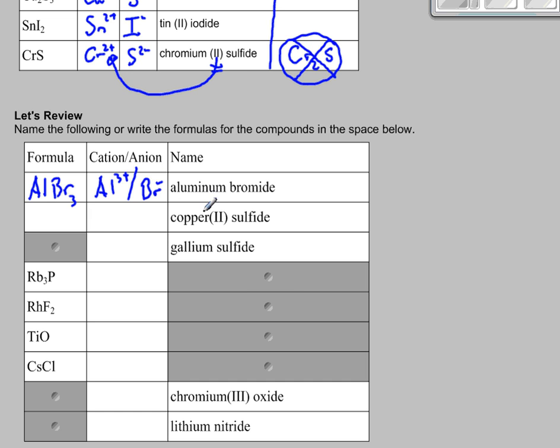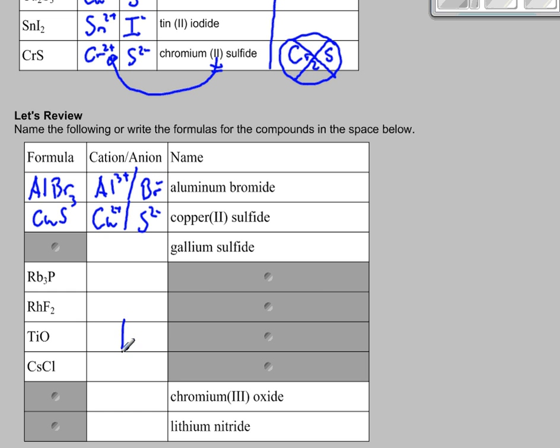Now in this case we have a Roman numeral, so we know that our cation is going to be copper with a 2 plus charge. And if we go back to the periodic table, we'll see sulfide is a 2 negative charge, so we end up with CuS.